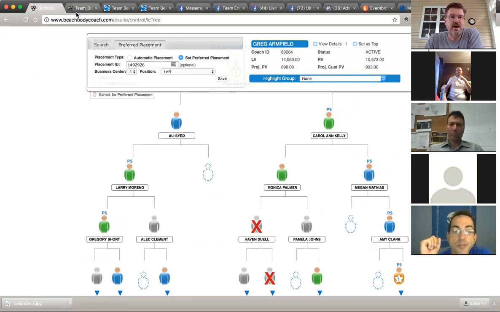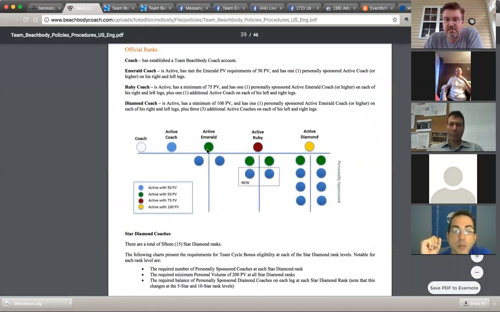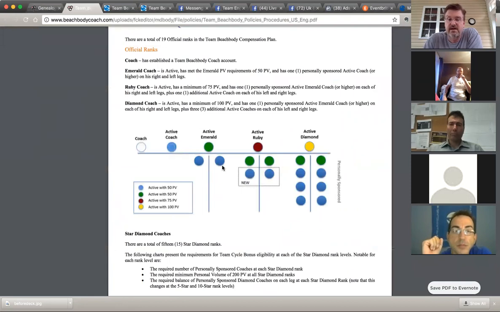Now, if we go back to this diagram, to become an Emerald, you just have to place 1 coach on your left and 1 coach on your right that's active, with 50 personal volume points, then you would go Emerald, okay? Oh, and I should mention that the easiest way for you to stay active is by drinking Shakeology every month, okay? If you're drinking Shakeology, that gives you 90 personal volume points, because Shakeology costs about $100 a month, coach price, in the US. Again, I don't know what it is going to be in UK, but let's say around there. So that will definitely keep you active.